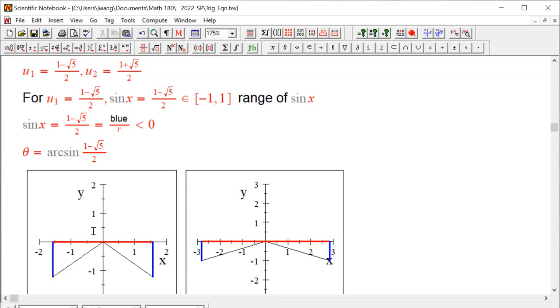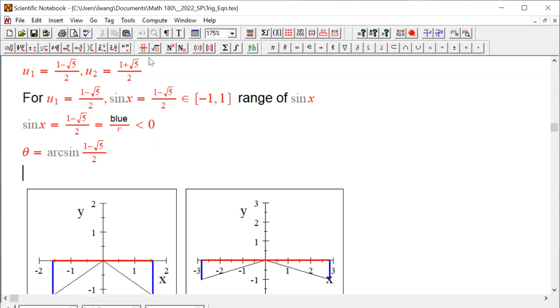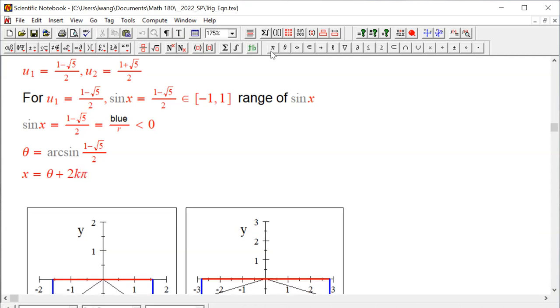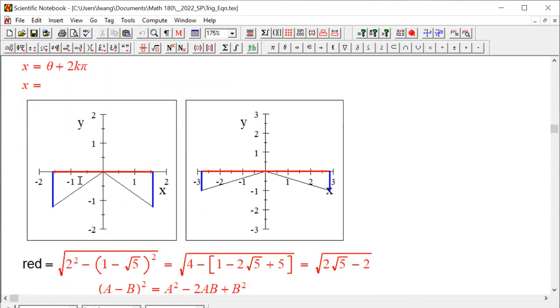So that's the theta. We have two terminals, right? So one solution would be x equals theta plus 2k pi. And of course, we know we have another solution which terminates over here, right? So how do you measure it? You can measure it any way you want. From standard position, it terminates here, right?